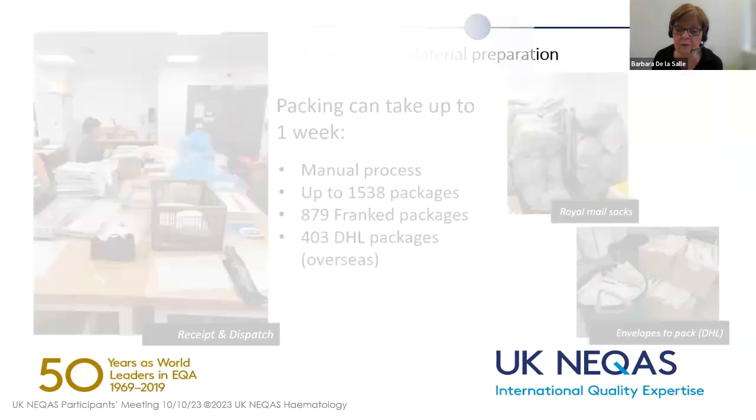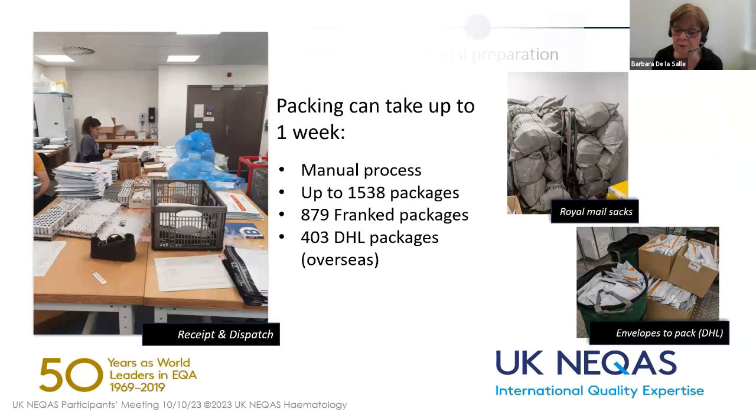We then have to pack and ship all the material out to our participants. We prepare up to 1,500 packages at a time, 800 or 900 of those are in franked packages, and 400 of them go overseas. This whole logistics side of things does take the best part of a week. Therefore, we are not sending out fresh blood, and that is the reason why we have to group participants into peer groups.